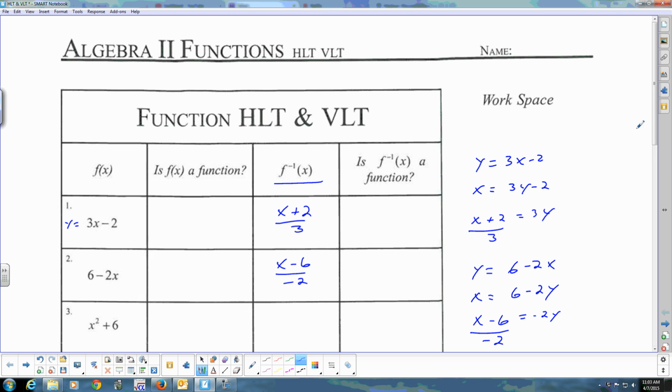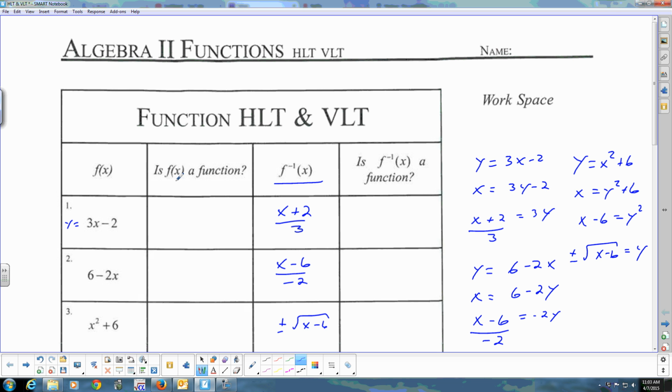And for this one, you've got y is equal to x squared plus 6. So x is equal to y squared plus 6. Subtract the 6. Take the square root. And remember, you guys, when you put an even root on the page that wasn't there before, remember the plus or minus is going to show up. So plus or minus the square root of x minus 6. And we'll talk a little more about that plus and minus in just a second.